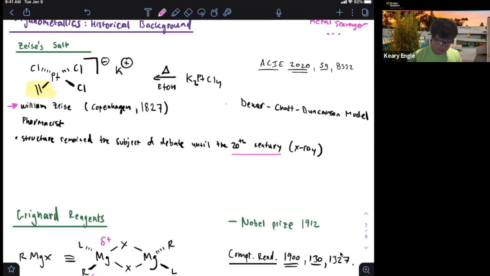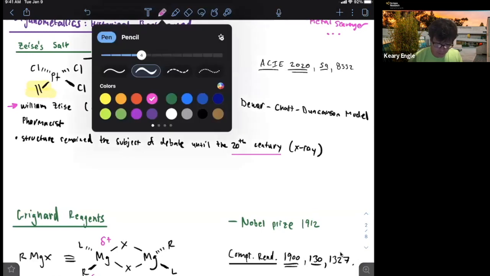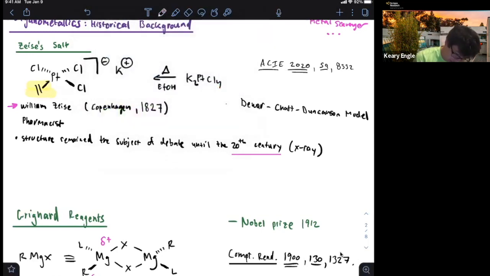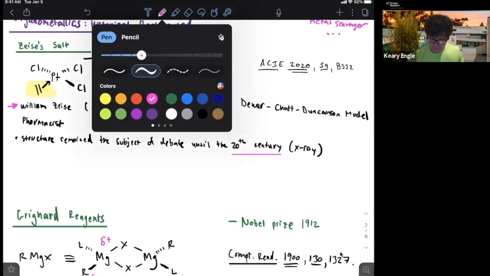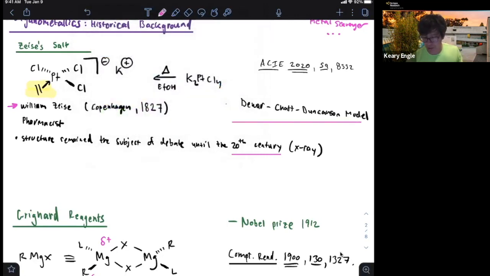But as it turned out, this was the first example of the bonding mode depicted here between an olefin and a metal center, where the filled pi bonding orbitals of the olefin coordinate through a dative interaction with an unfilled d orbital on the metal, and filled d orbitals on the metal donate into the pi star antibonding orbitals, a mode of bonding that we now refer to as the Dewar-Chatt-Duncanson model.